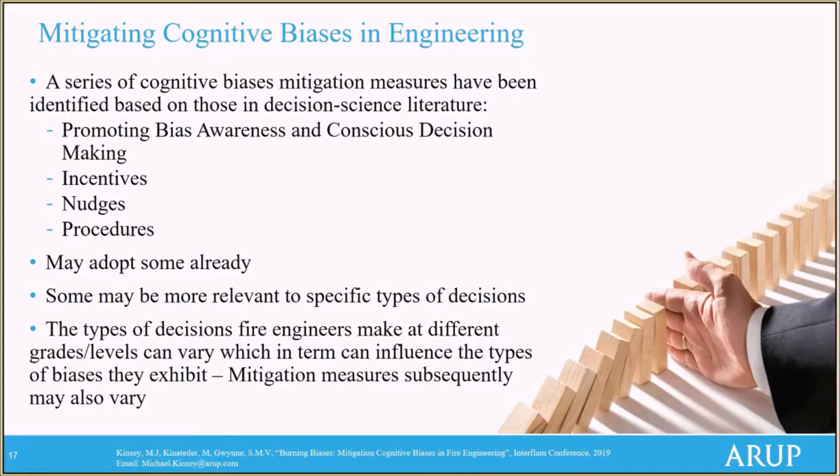Now, some of these may be adopted already, and some may be more relevant to specific decisions or even specific types of engineering. The types of decision engineers can make at different grades or levels can also vary and can influence the types of biases they exhibit. So mitigation measures subsequently may also vary depending on the grade of the engineer. For example, we know that more senior engineers typically work on more projects. They typically have to multitask much more, dealing with far more decisions, perhaps having to make decisions far more quickly. That can influence the type of biases they may adopt, the type of heuristics or simple rules of thumb they use, and then the mitigation measures need to be tailored towards those.